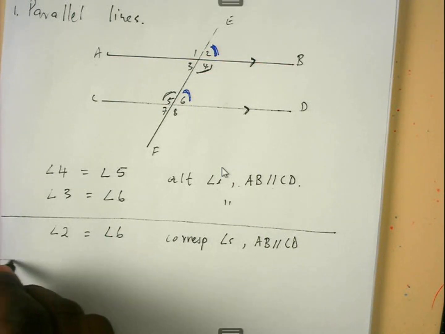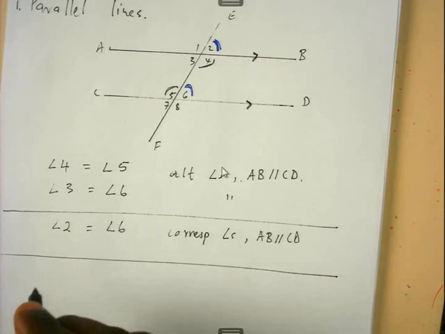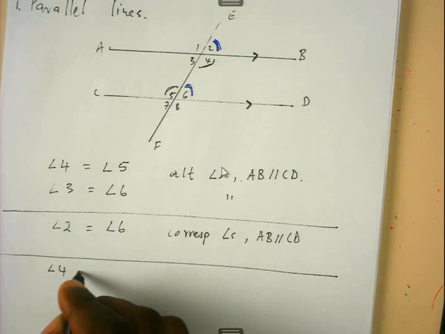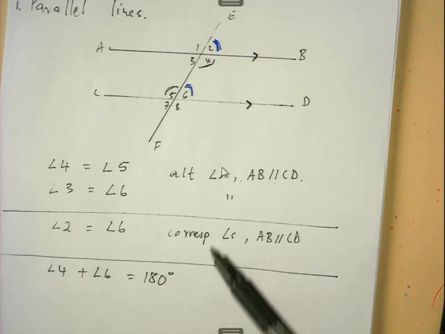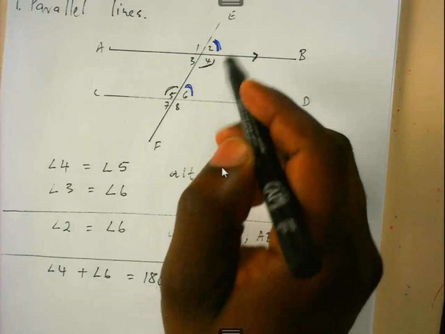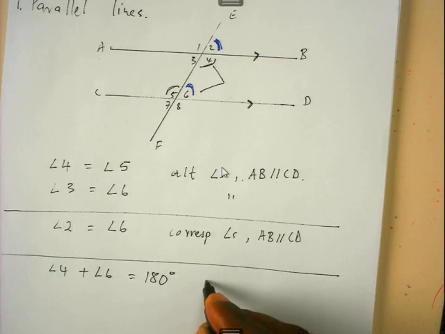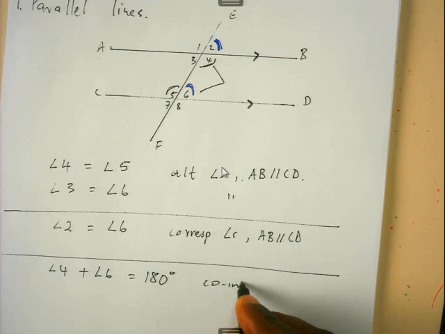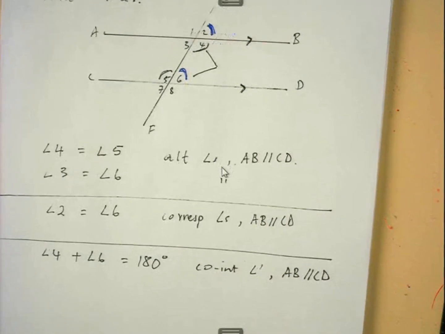I want us also again to talk about this other concept that relates to parallel lines, that you can have again angle 4 plus angle 6. When you add them, they will give you 180 degrees. Angle 4, look at angle 4 there, plus angle 6, in between the parallel lines on a transversal, they will give you 180 degrees because they are co-interior angles. The co-interior angles will give you 180 degrees because the line is parallel to another line.